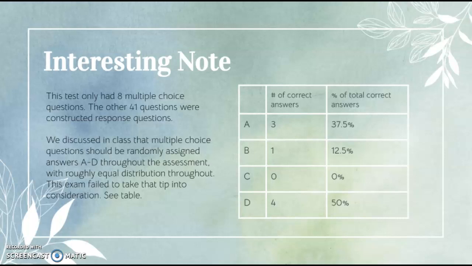So we can look at the table. Number of correct answers: A 3, B 1, C 0, and D 4, showing that D is 50% of total correct answers, and C is 0%, not an equal proportion. So it just makes me wonder why they chose that, and if that would have tripped students up. That's just something interesting that I wanted to note.